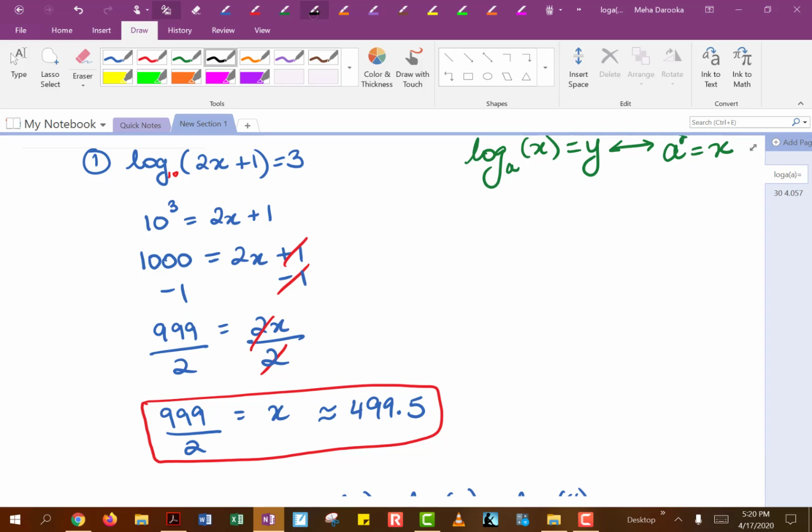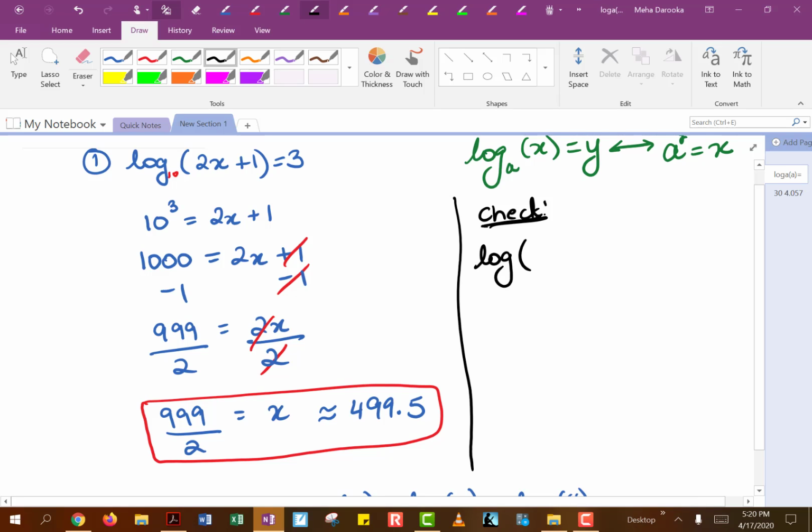Now the one thing we do want to do after we finish getting our answer is actually check our answer and make sure our calculations are correct. So we're going to take log of 2 times x, which again x is 999 divided by 2, plus 1, and you know what, let's go ahead and use brackets over here, and this equals 3, and of course we're just trying to verify that we'll get a true statement.